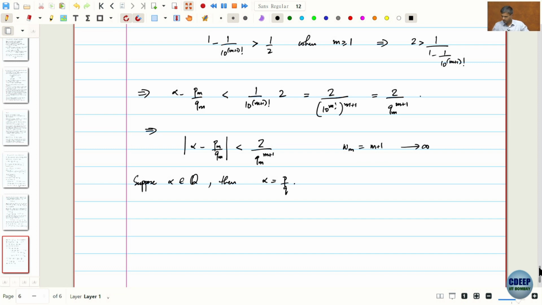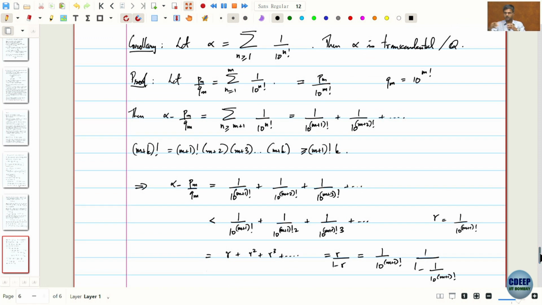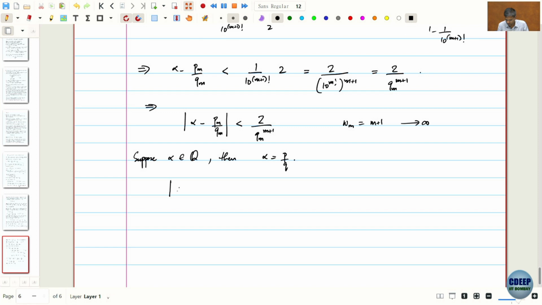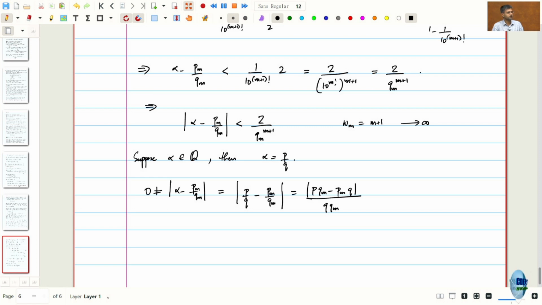Okay? Now, alpha minus Pm by Qm is positive, right? Because alpha is defined as a sum of positive things, and Pm by Qm is a partial sum of that. So the modulus of alpha minus Pm by Qm is a non-zero number, and this is equal to P by Q minus Pm by Qm, which is equal to (PQm minus QPm) divided by QQm. Right, so the numerator is an integer and it is non-zero, right? So this implies this is greater than or equal to 1 upon QQm, because the numerator is an integer and it's non-zero, so its absolute value has to be greater than or equal to 1.